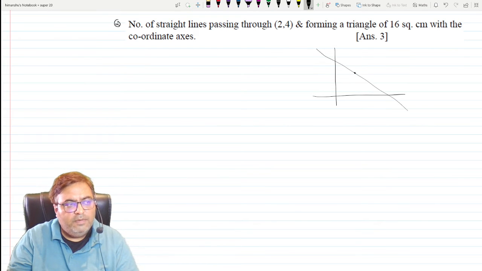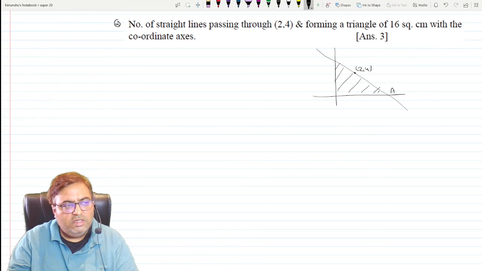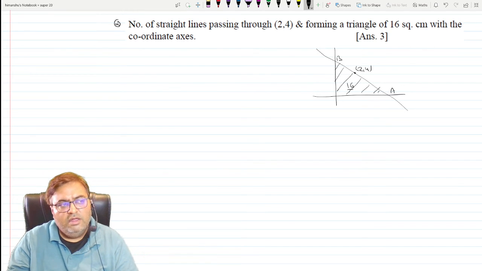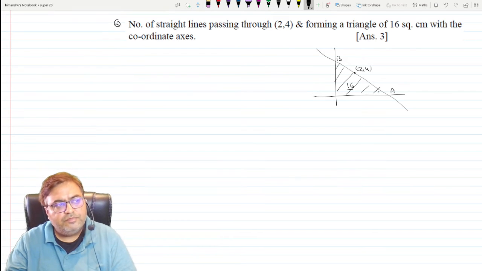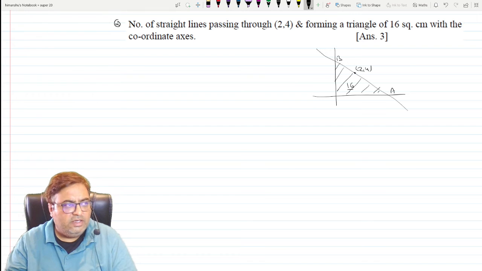2, 4 से पास करने वाली line which forms a triangle, this triangle. So let's say this is A and this is B, which forms a triangle of area 16 square units. Okay, forms a triangle of area 16 square units. Okay, तो ये हम लोग कैसे कर सकते हैं?